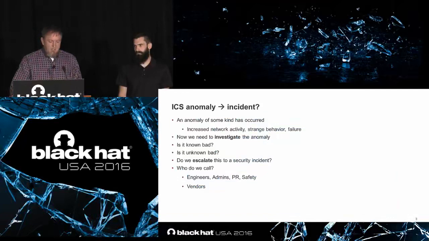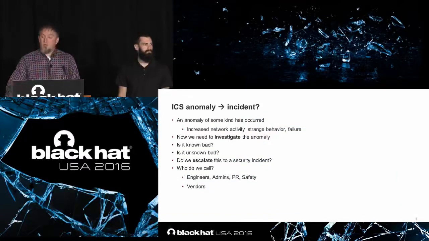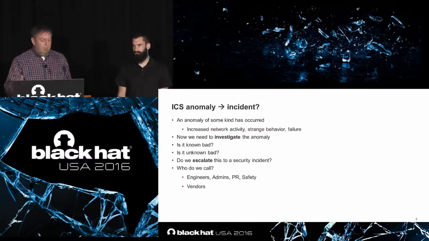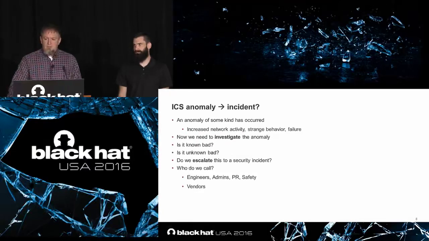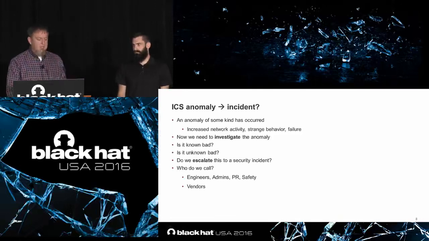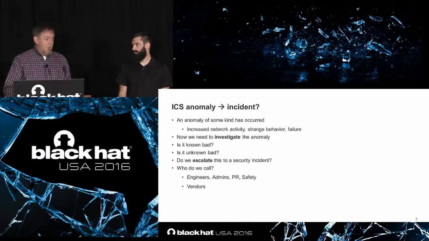An ICS anomaly: how do we know if it's an anomaly, and then what will we do to raise that to an incident in your incident response? An anomaly has occurred sometime, and we don't know, maybe it's increased network activity, you know, a lot more bandwidth than you're normally seeing, strange behavior. You know, if Conficker is on a Windows XP HMI, it's going to be generating a lot of traffic, and you're going to notice that traffic. We need to investigate the anomaly. Is it known bad? Is it unknown bad? Is it just a known commodity malware like Conficker, or could it be just a misconfiguration?